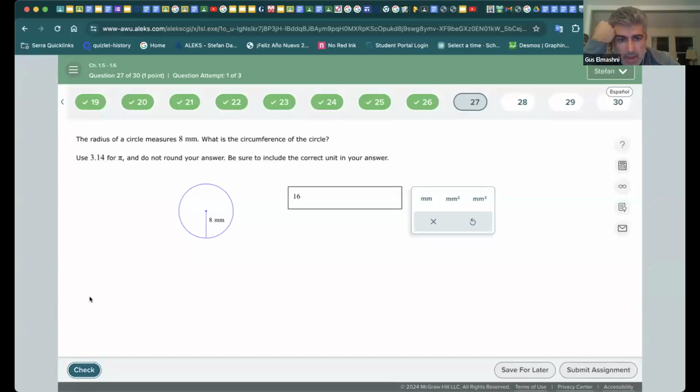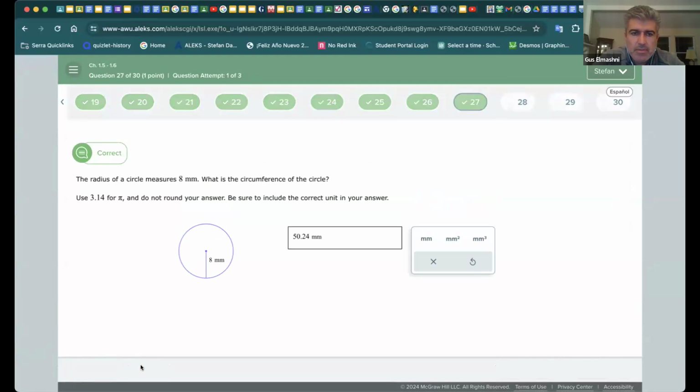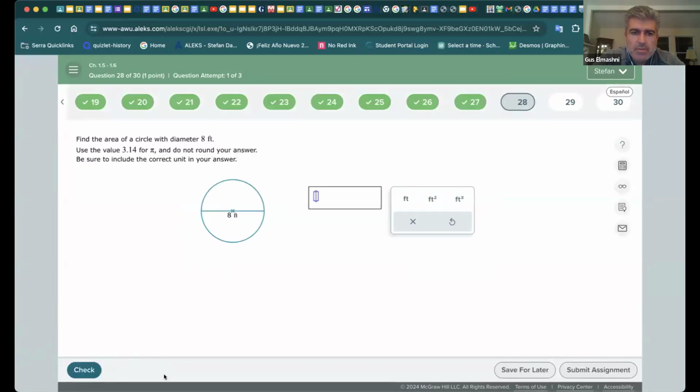So 16 pi. It's going to be 16 times 3.14, which is going to be 50.24. I feel like we've had that answer quite a bit. And it's a circumference, right? So area, so diameter is 8, so radius is 4. And you gotta do 16 times 3.14. It's 50.24 again. It's too funny. 50.24 square feet.